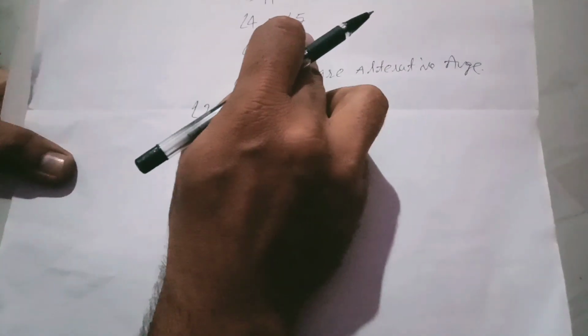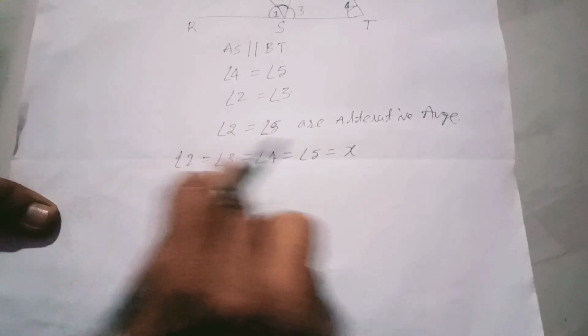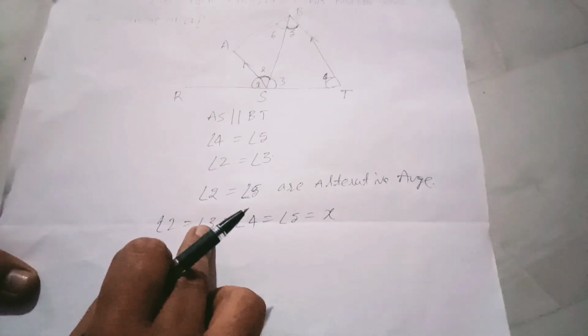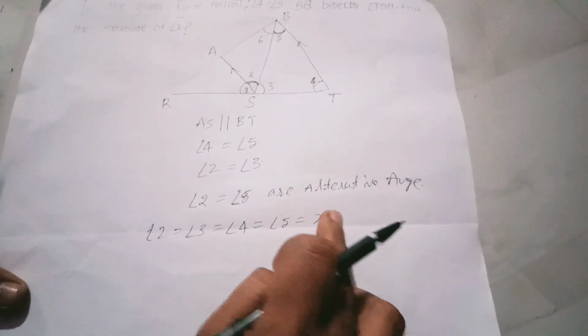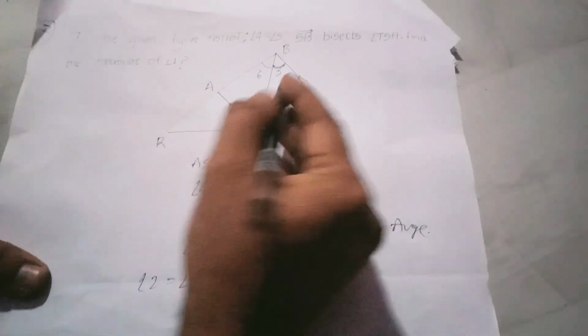Angle 2 is equal to angle 5, but angle 2 is equal to angle 3, and angle 4 is equal to angle 5. All angles are equal. Angle 2 is equal to angle 3 is equal to angle 4 is equal to angle 5 is equal to x.